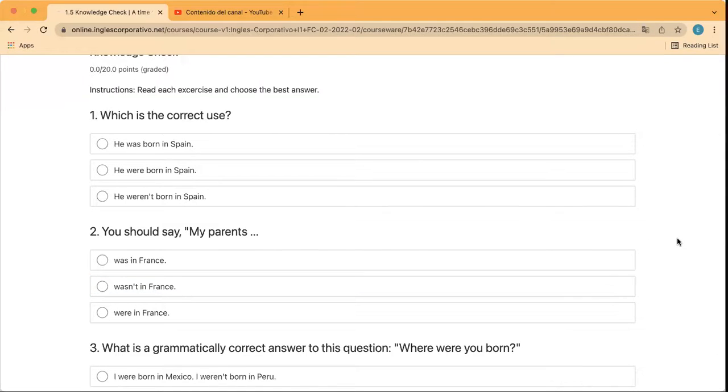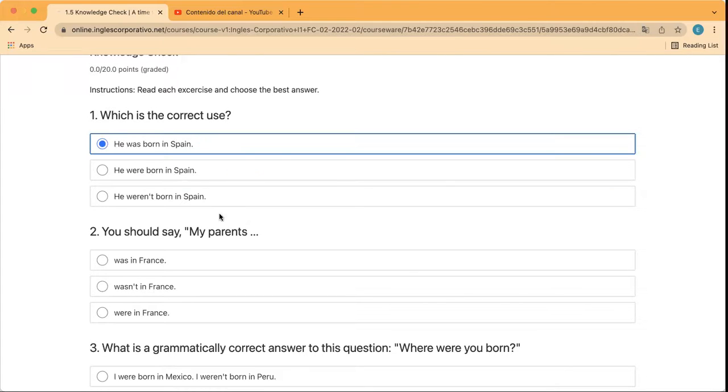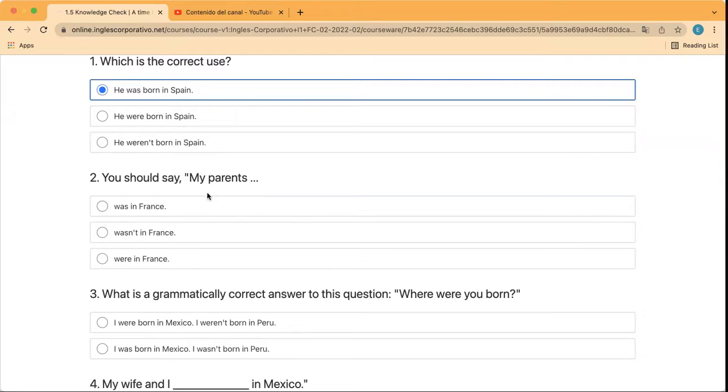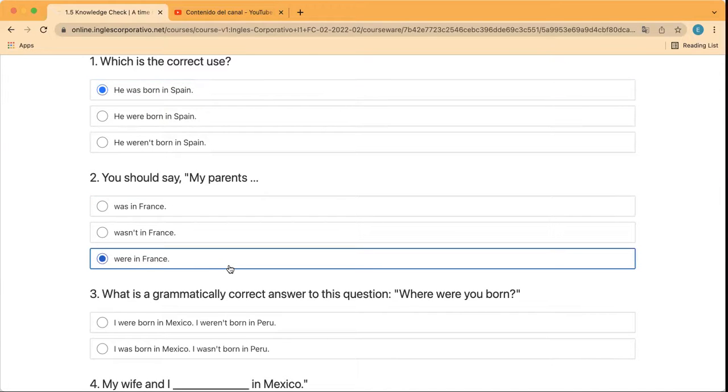Okay, let's check. Number one, which is the correct use? Number one. He was born in Spain. Okay, good. What about number two? We're in France. Okay, good.